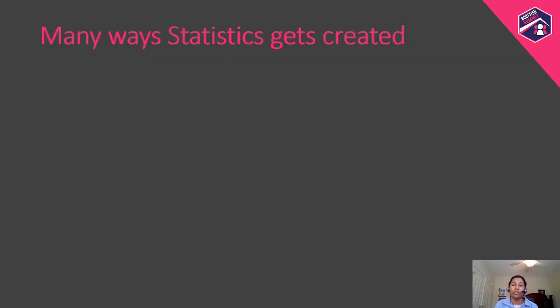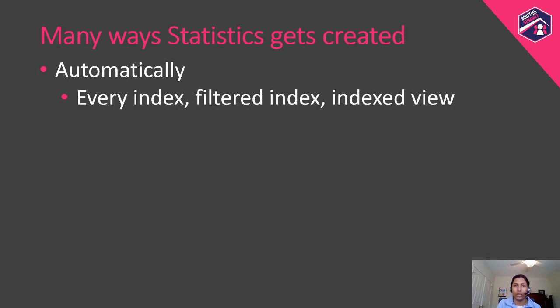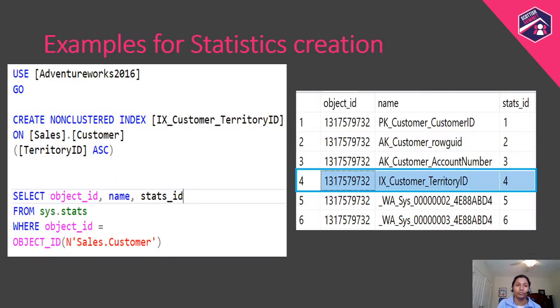So there are many ways the statistics can get created. The first way is automatically, right? Whenever auto create stats is turned on at the database level, SQL Server will go ahead and automatically create stats on every index you create, like a clustered index, non-clustered index, filtered index, or an indexed view. Let's go ahead and see with an example.